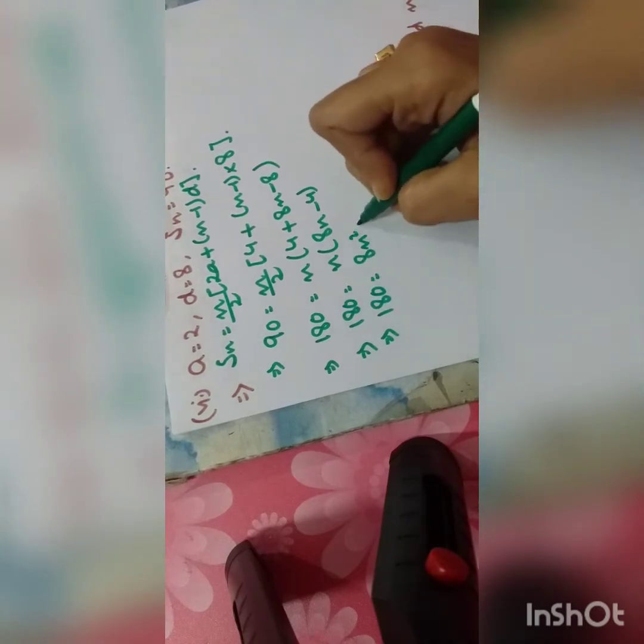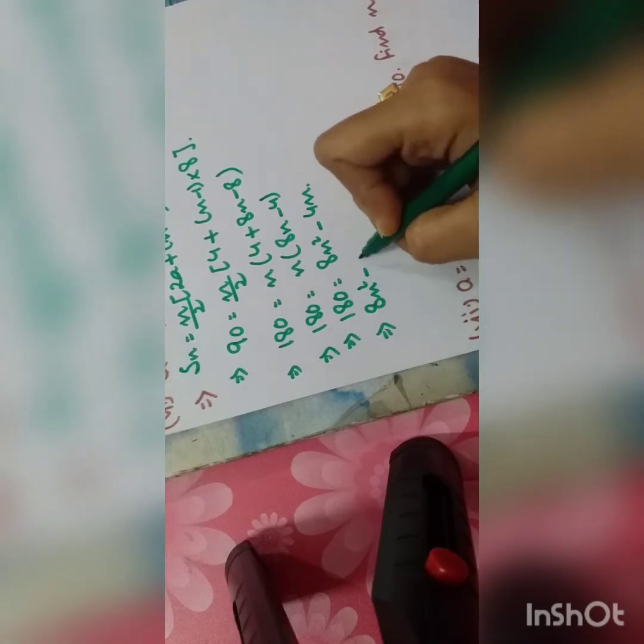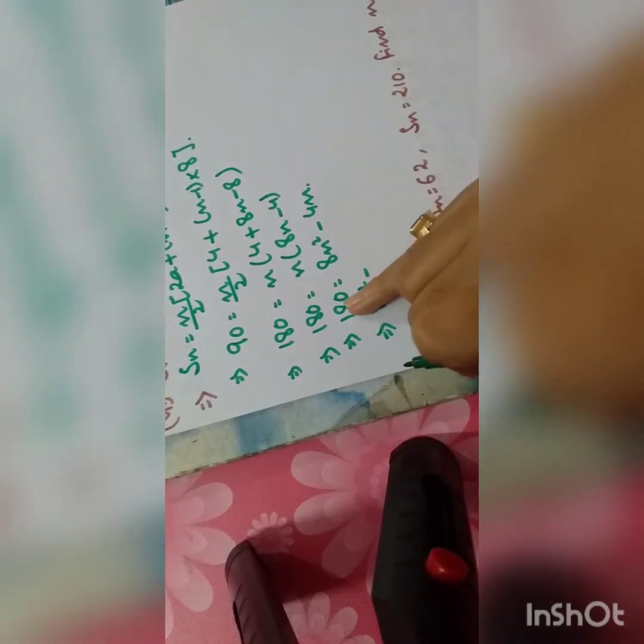So 180 equals 8n square minus 4n. One quadratic equation I am getting. I have to solve this quadratic equation to get the value of n. So first I am bringing 180 to the RHS side. So 8n square minus 4n.